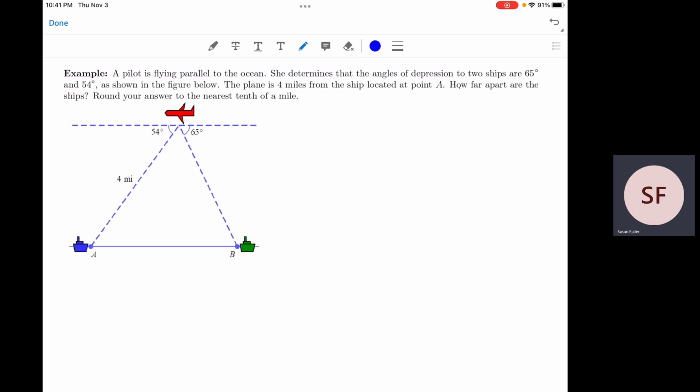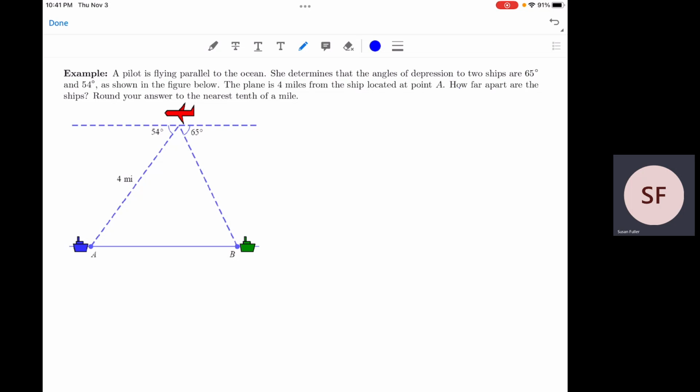So here's the first one. In this example, a pilot is flying parallel to the ocean. She determines that the angles of depression to two ships are 65 degrees and 54 degrees, as shown in the figure below. The plane is 4 miles from the ship located at point A, and how far apart are the ships? And then we'll round to the nearest tenth of a mile.